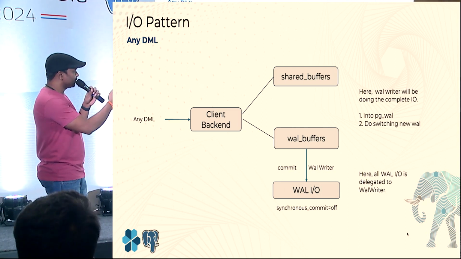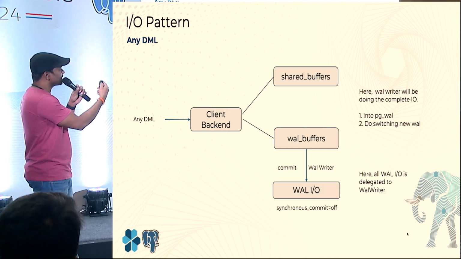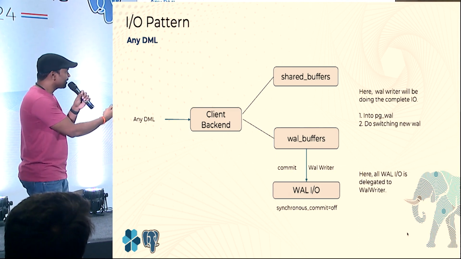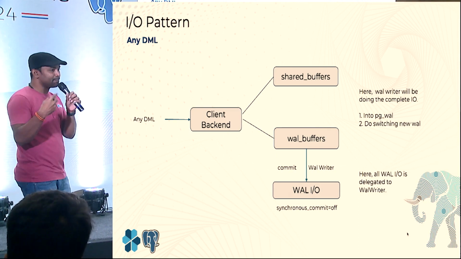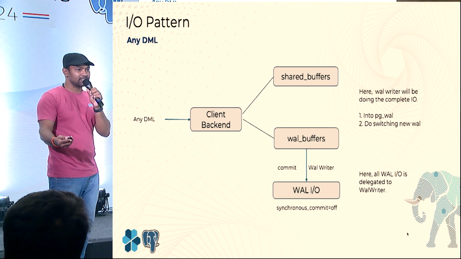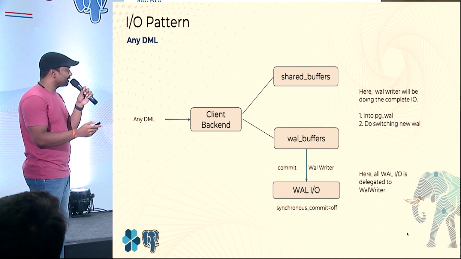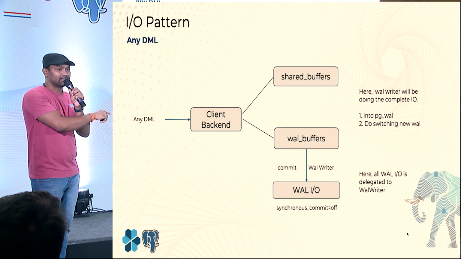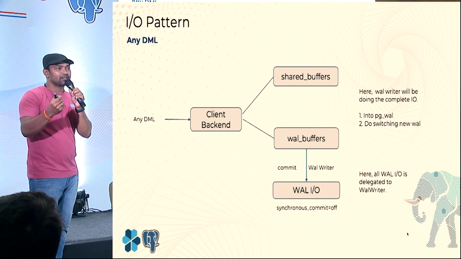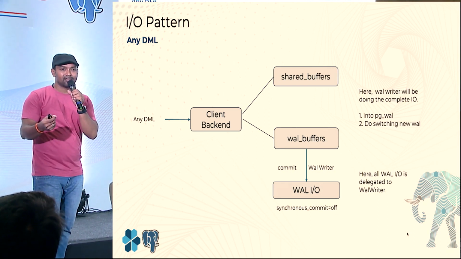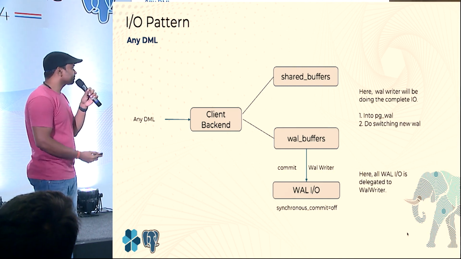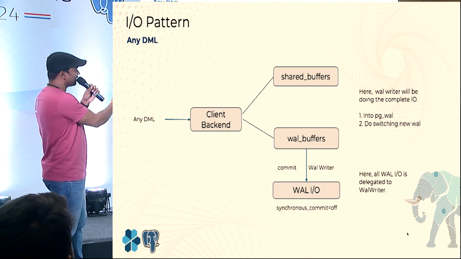And again, even if synchronous commit is off, if you do bulk update operations or bulk insert operations, the WAL management will still be done by the WAL writer. It has to create the next 16 MB WAL file, and it has to do a bunch of stuff. So here the WAL writer is the one who does the I/O.